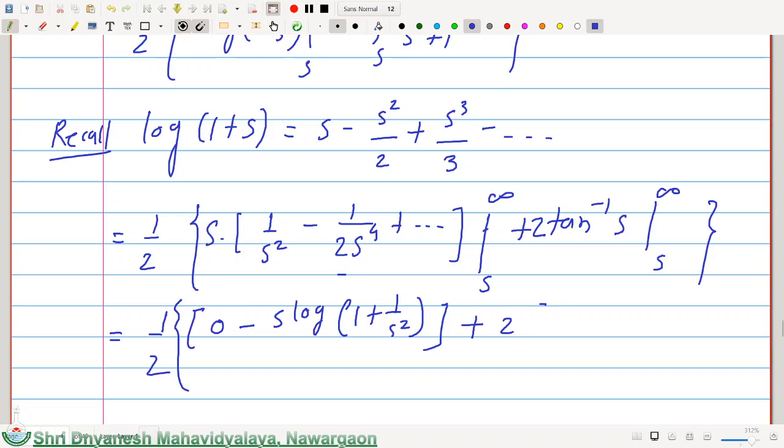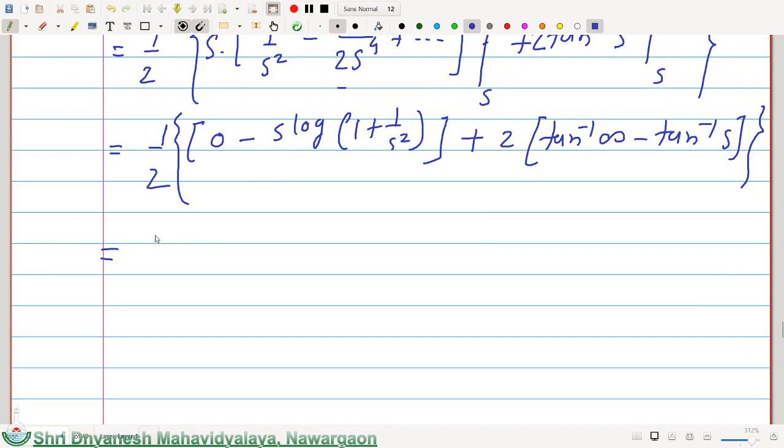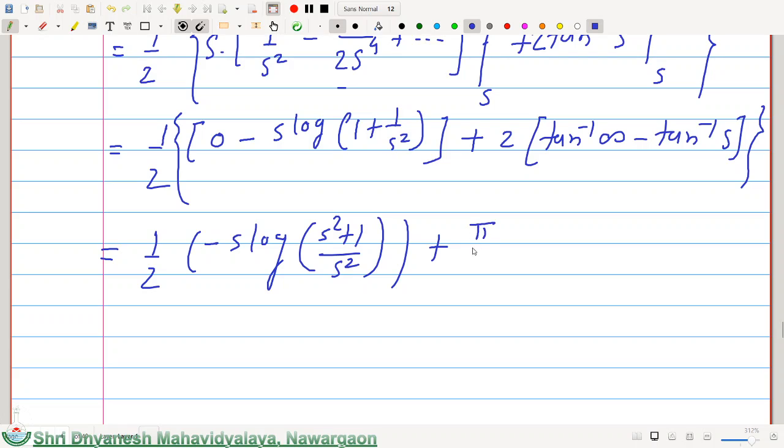Plus 2, apply the upper limit here: tan inverse infinity minus tan inverse s, which then equals 1 by 2 times minus s log of, simplify this, (s square plus 1) upon s square, plus this 2 into 1 by 2 is 1, and tan inverse infinity is pi by 2, minus tan inverse s.